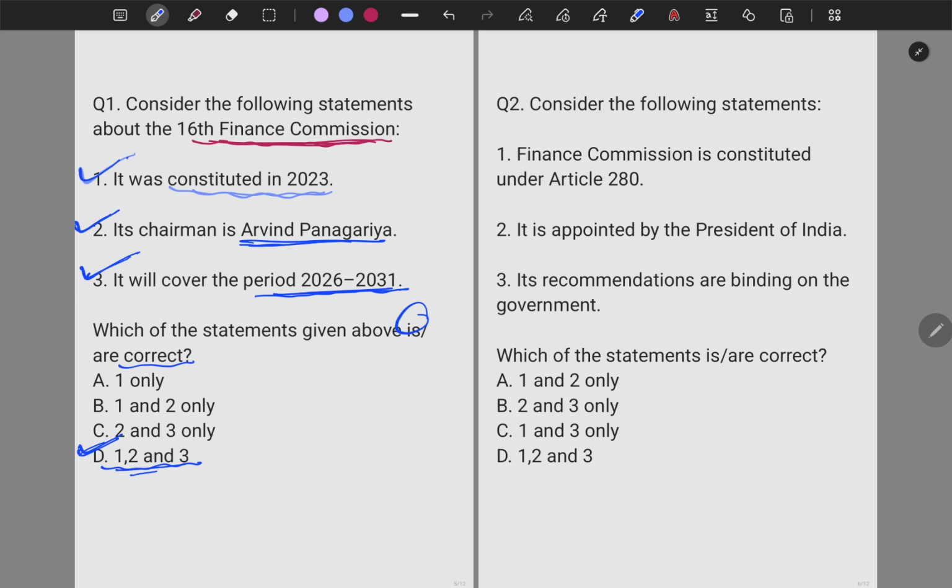Coming to the next question. The question says, consider the following statements. The first statement says the Finance Commission is a constitutional body constituted under Article 280 of the Constitution. As we just saw, this statement is correct.